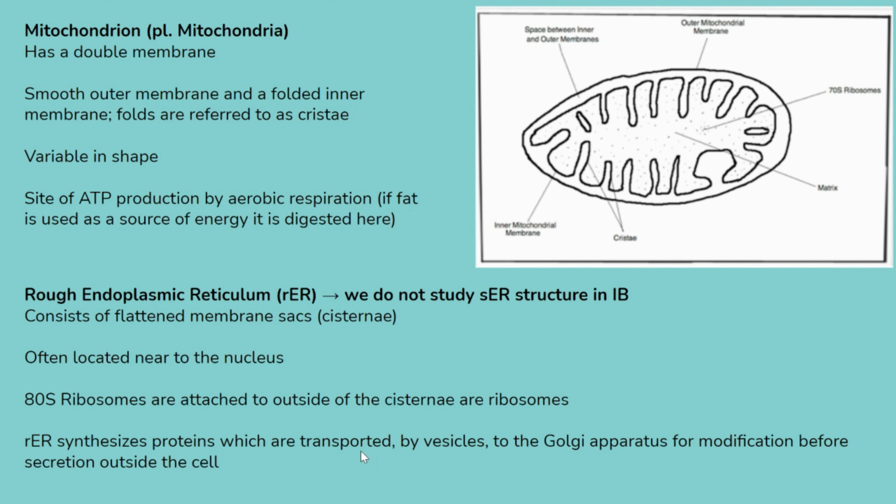So mitochondrion, as seen on your right hand corner, you again need to know how to draw and label. It is a double membraned organelle, as I mentioned earlier as well. It has a smooth outer membrane and a folded inner membrane, and the folds, as I'm pointing with my cursor, are known as cristae. They vary in shape and size. The mitochondrion is basically the site where ATP is produced by aerobic respiration.